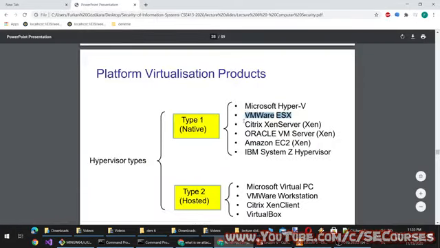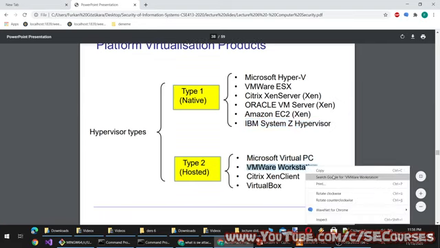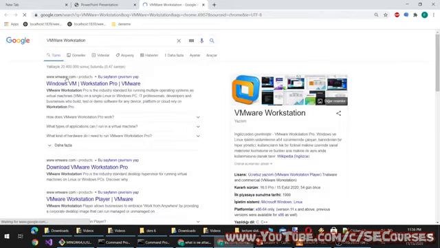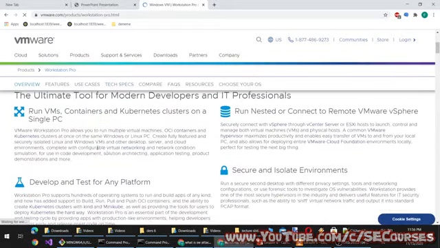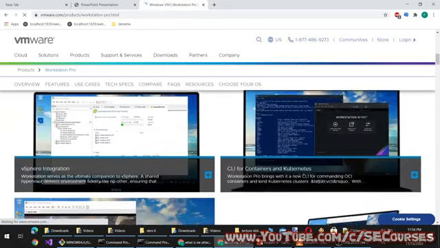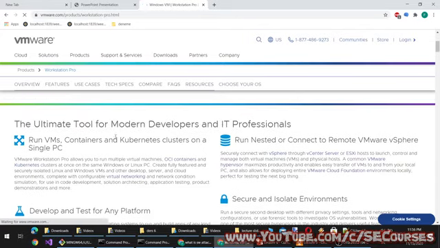Okay, and there is Citrix Xen Server, Oracle VM Server, Amazon EC2, IBM System Z Hypervisor. There is Microsoft Virtual PC, VMware Workstation, which probably a lot of you have already used. VMware Workstation, it's a great software. I also use it for virtual machines, and it really provides high performance and security, I believe.